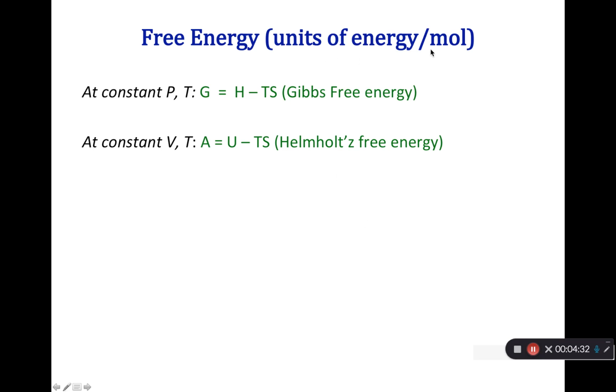The units of free energy are energy per mole. At constant pressure and temperature, the free energy which is relevant is the Gibbs free energy, defined as H - TS. At constant volume and temperature, you have A, which is the Helmholtz free energy, and this is the difference between internal energy and the product of temperature and entropy. If you remember, internal energy is the heat transferred at constant volume, while enthalpy is the heat transferred at constant pressure.